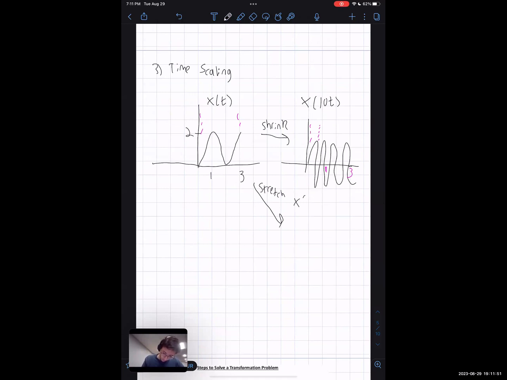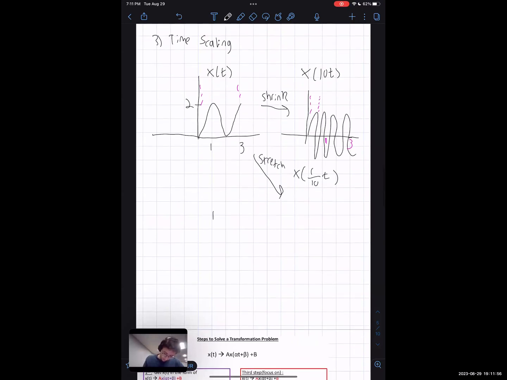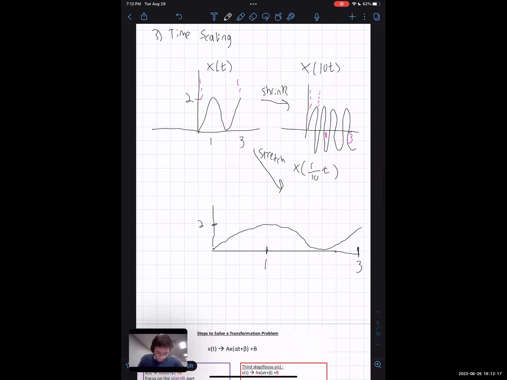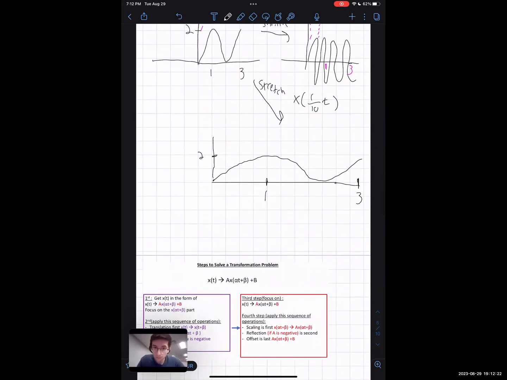And here I'll show you what maybe x of 1/10 t looks like. And it's going to be very, very drawn out. Okay. So this is still 2. Might look something like this. And these are not to scale or anything, but just so you guys get the concept, right? So we have a smaller value, and that's going to be a longer stretch in the time domain, right?